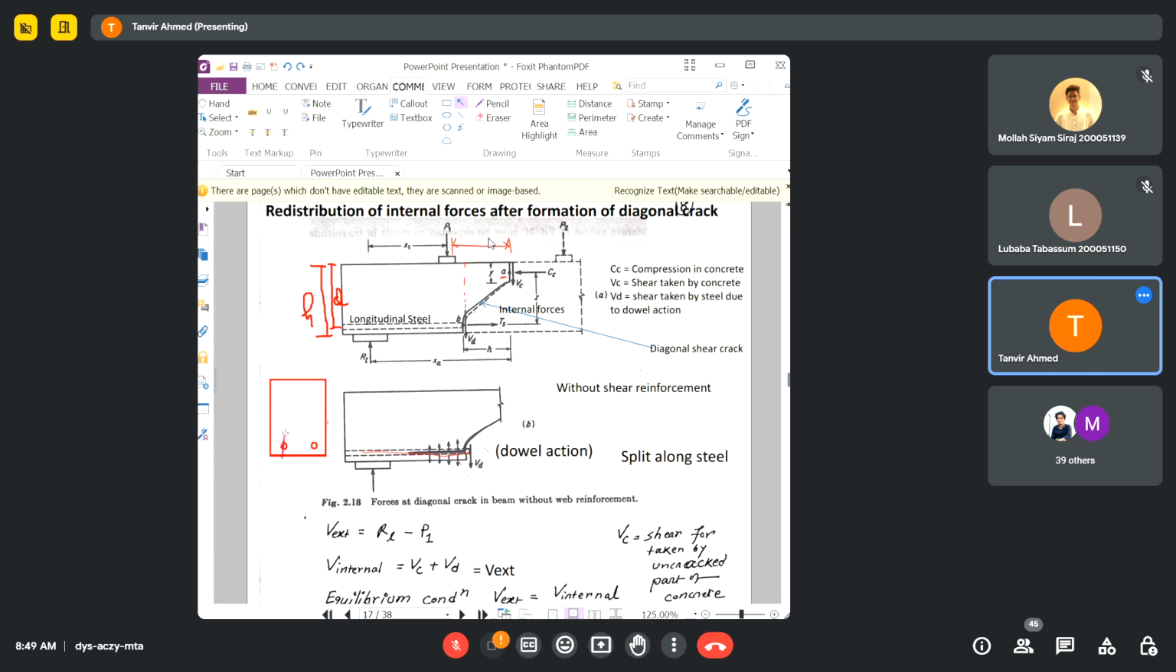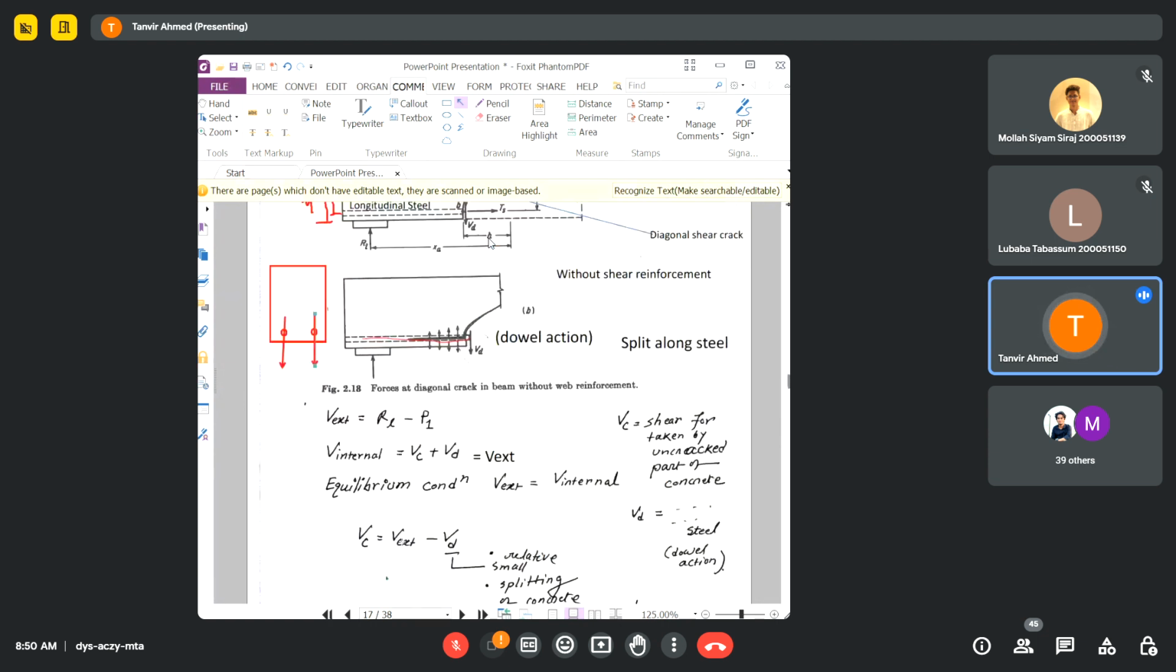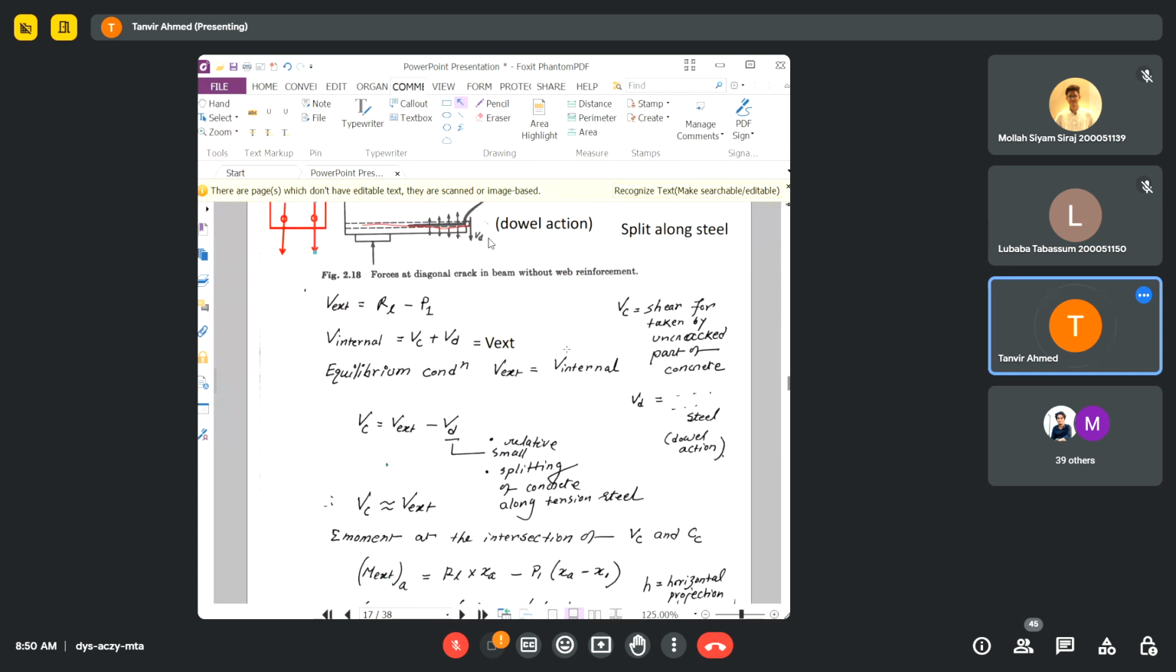The total forces on these two reinforcements will become Vd. Now because the area of these reinforcements is very small, the value of Vd will also be small. So we can neglect this Vd. In that case Vc will simply become equal to V external, and as we said, V external is nothing but RL minus P1. So you can write Vc equals RL minus P1.